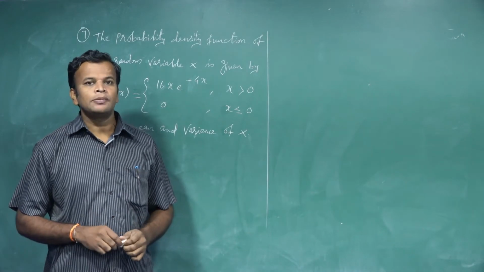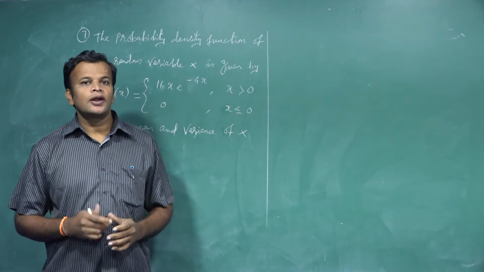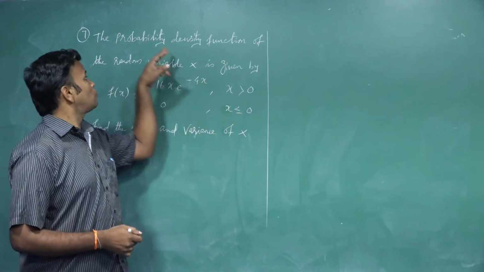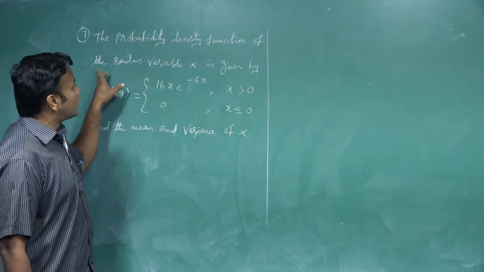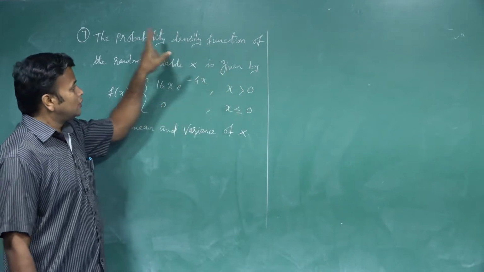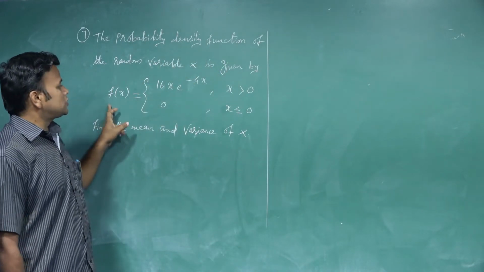Good morning students. In the previous class we saw some problems involving mean and variance. Now we continue the problem. See the next one, 7. The probability density function of the random variable x is given. You see the word density function. f of x has two values.